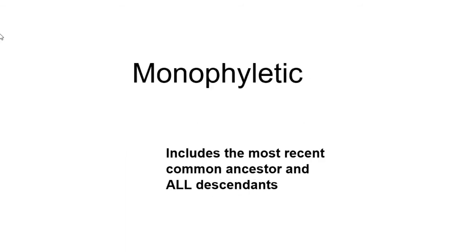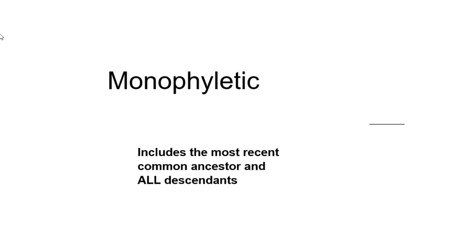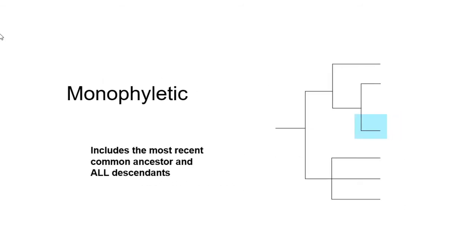Normally we want to deal in monophyletic groups. A monophyletic group is a group that includes the most recent common ancestor and all of the descendant groups. So to be a true monophyletic group, we can't exclude any of the groups that have descended from that common ancestor. So let's have a look.